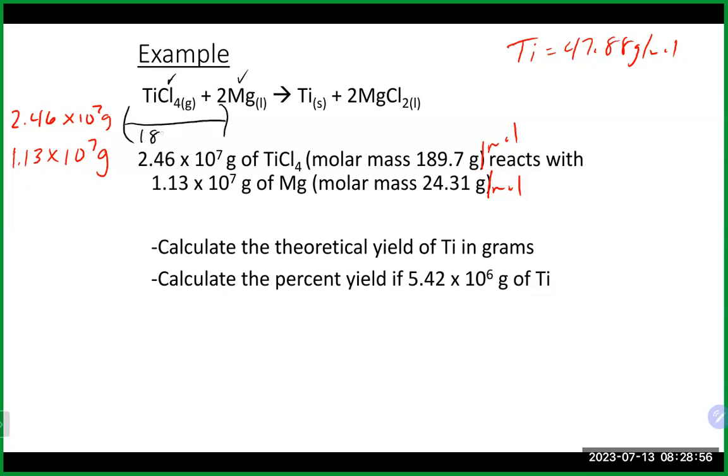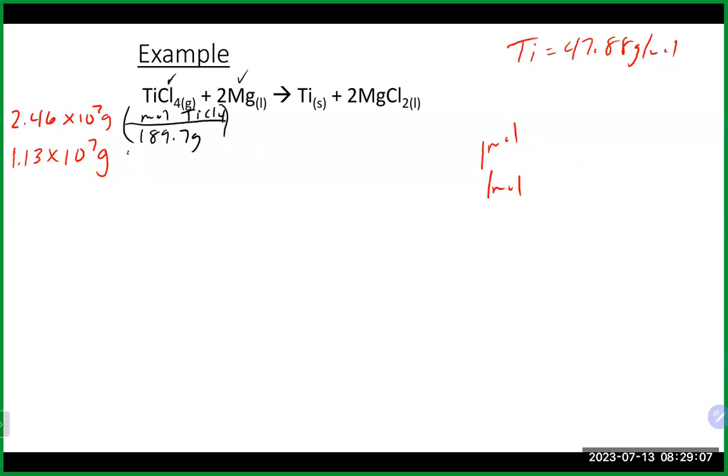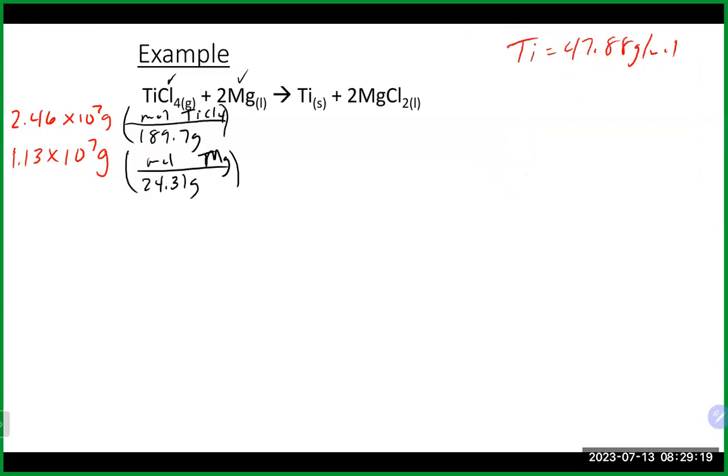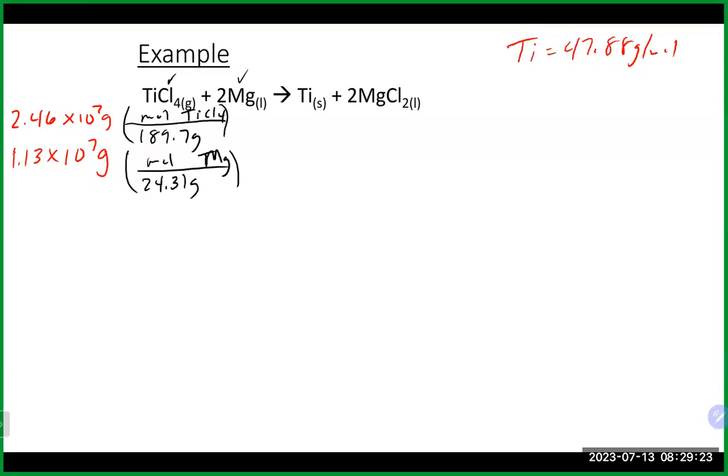So that's 189.7 grams per mole of our TiCl4. And I'll just get rid of some of this here. And we have 24.31 grams per mole of magnesium here. All right, so converting these guys into moles, got some bigger numbers, but it really doesn't matter. It works the same way. You just want to make sure, obviously, you use your exponent button.